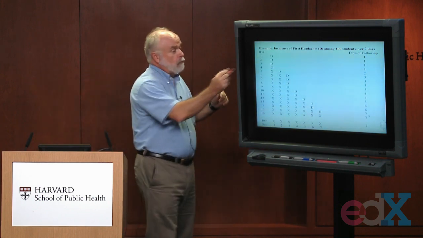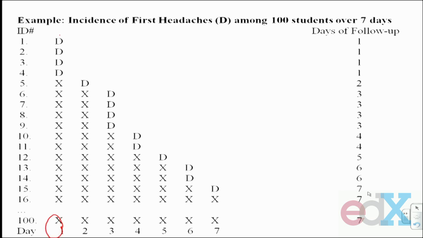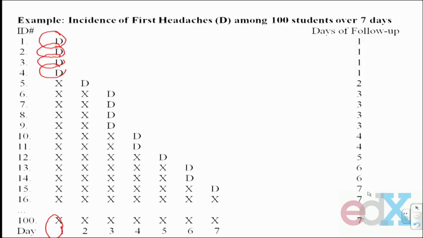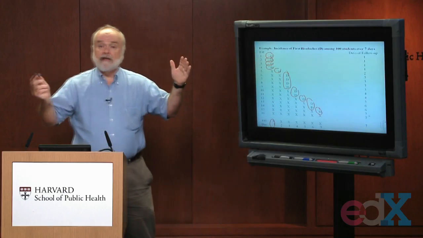So for example, on the very first day, person number 1 develops a headache. Person number 2 develops a headache on that same first day. Person number 3 and person number 4 also develop a headache on the first day. So 4 of the 100 people develop headaches on their first day of this class. Person number 5 develops it on day 2. Person numbers 6, 7, and 8 develop it on day 3. Persons number 9 and 10 develop it on day 4. Another person develops it on day 5. Two other people develop it on day 6. And one other person develops it on day 7. And everybody else never develops a headache.